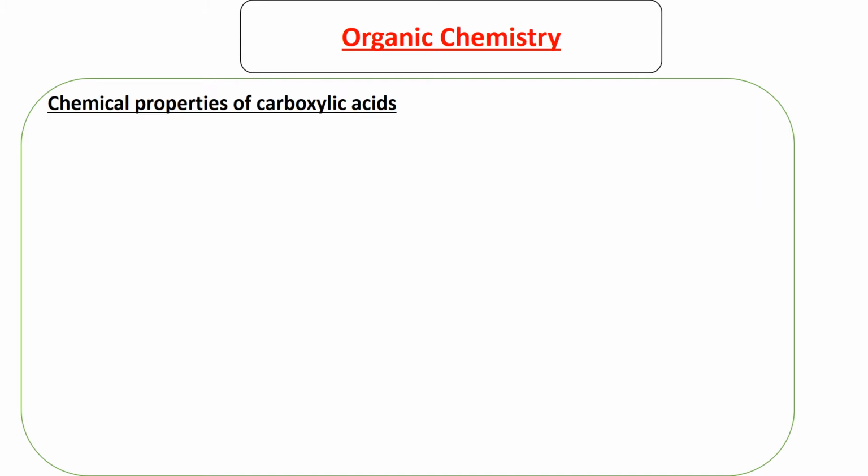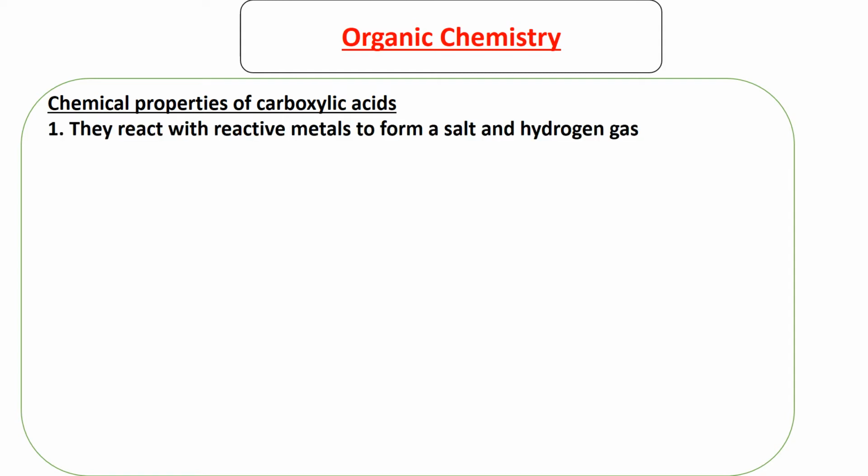What about chemical properties? Even chemical properties are just the same as acids. We only have one which is a bit special for carboxylic acids. The first is they react with reactive metals to form a salt and hydrogen gas, just like the way acids behave. So this is the reaction where sodium reacts with this carboxylic acid, which, since it has two carbon atoms, is ethanoic acid. So when sodium reacts with ethanoic acid, it forms sodium ethanoate, which is a salt, and hydrogen is given out.